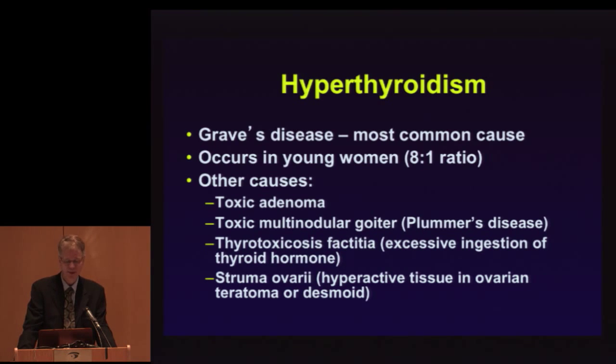Other causes of hyperthyroidism are toxic adenoma, which means a small tumor that's secreting too much thyroid hormone that can be treated with surgery, or a toxic multinodular goiter, Plummer's disease, again, can be overactive, and then taking too much thyroid hormone can cause hyperthyroidism, or rare things like hyperactive tissue in the ovarian teratoma or desmoid.